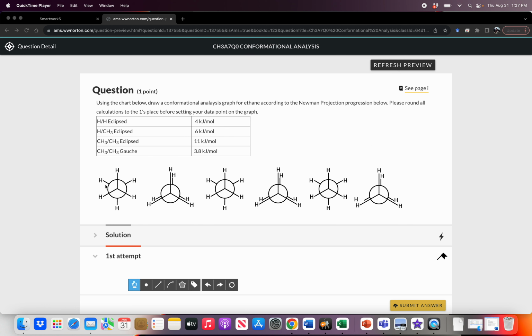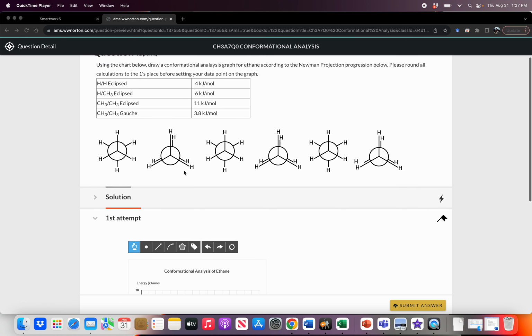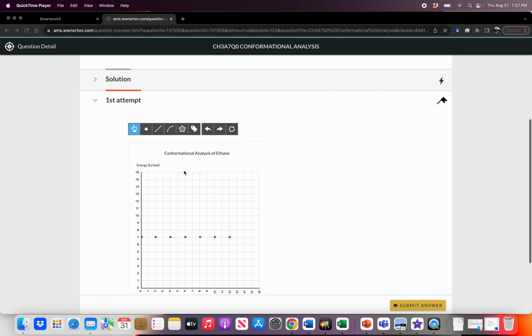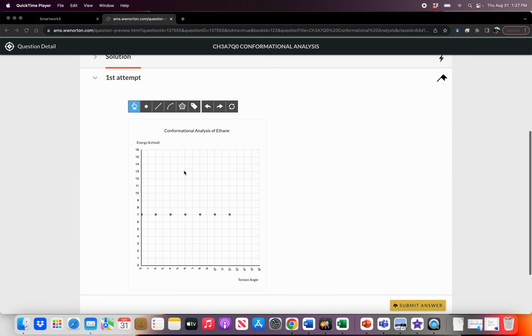Okay, so you see here we have this progression of different Newman projections. For each one, we're going to use this chart to calculate the energy, and we're going to then plot it on this graph below. Note that the graph, when you start out, already has some data points laid down. This is just to help draw the graph and to give it the correct shape. So do not delete, do not touch these data points here.